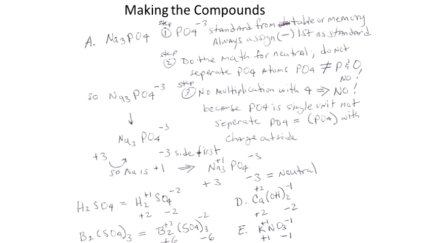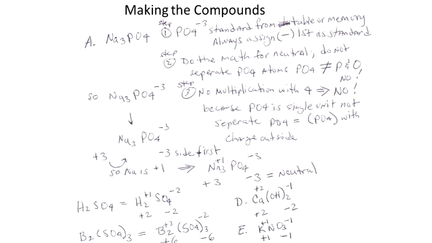Now, in terms of naming them, again, you simply name them and say the polyatomic. Do not change the name of the polyatomic. It is exactly what it is. So therefore, all you need to do is name the first part and the polyatomic, and you got it.